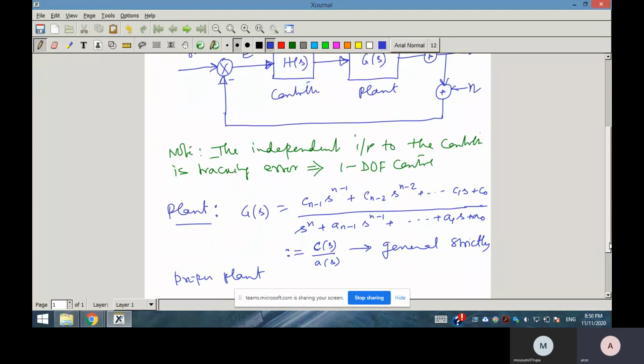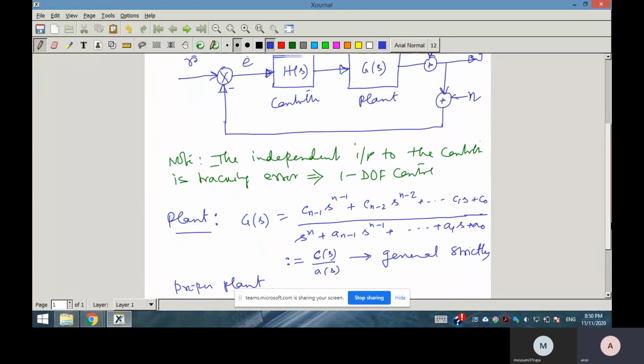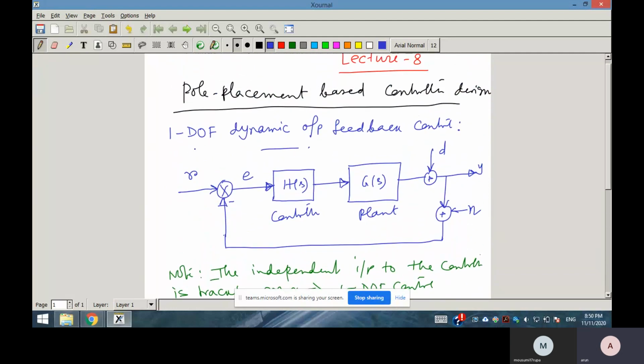So now I will choose the controller. Unlike lag or lead controllers, which were only first or second order, higher order lag lead controllers can also be designed, but there is no standard methodology for that. That's why we are considering this general one degree of freedom output feedback control design using a pole placement based method.